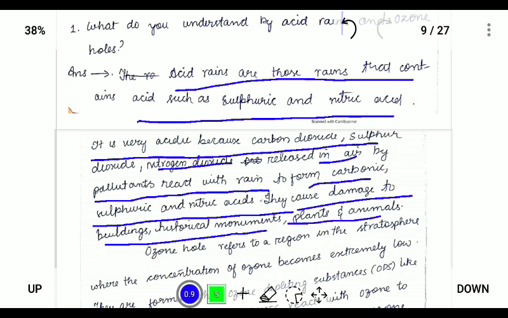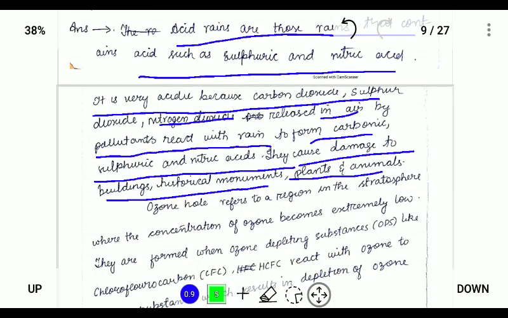And the famous Taj Mahal has been one of the victims of acid rain. That is why the color of the Taj Mahal has changed from white to somewhat brownish white. And what is ozone hole? Ozone hole means the depletion of the ozone layer in the stratosphere.